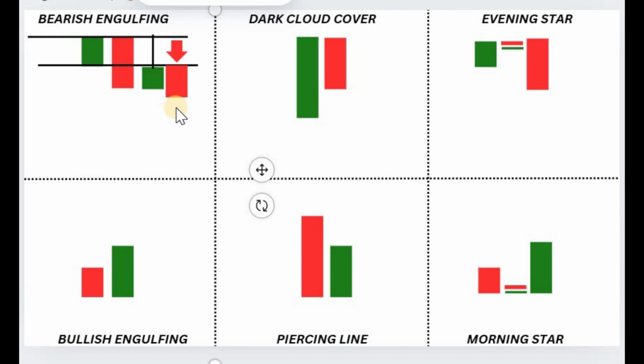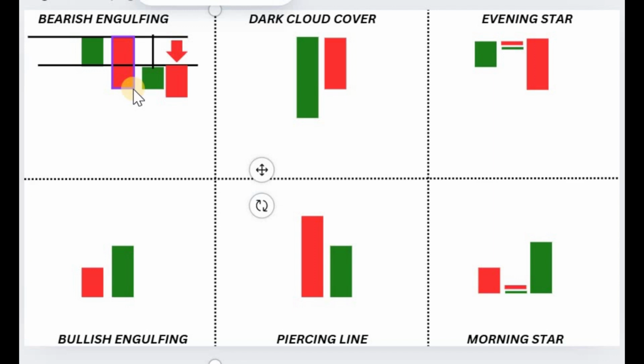So from here now, you can decide to go for 4 minutes, 5 minutes, 0 minutes. But this is what you do when you see the bearish engulfing pattern. I hope that is clear. So if that is clear, let's move on to the next pattern, which is the dark cloud cover.